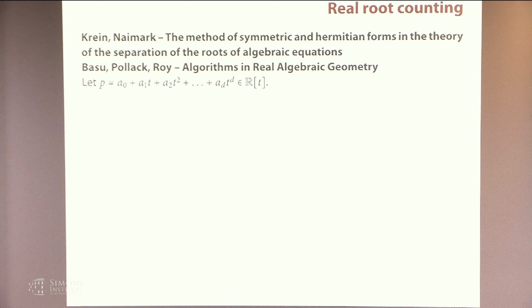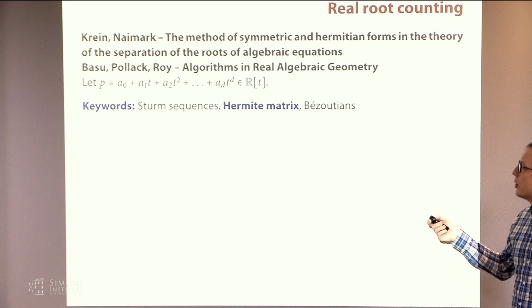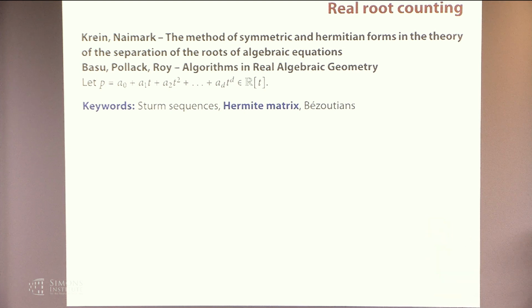You're given a polynomial in one variable t. Usually we assume that the leading coefficient is 1, so that it's actually degree d. And then we want to count. And there are several algorithms. We've seen the Hermite matrix before, and I will briefly review what this is. But there are other things you can attempt to do.